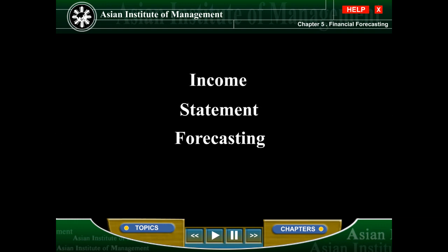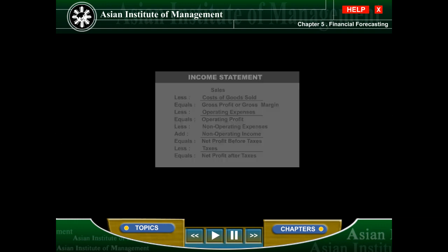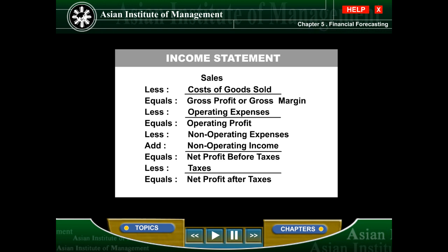Income statement forecasting. Let us begin with the income statement forecast. There is usually a very close relationship between sales and cost of sales, or cost of goods sold. Many companies, in determining their selling prices, conveniently add a specific percentage markup or margin to the cost of sales, thus establishing a predictable ratio between the two items.